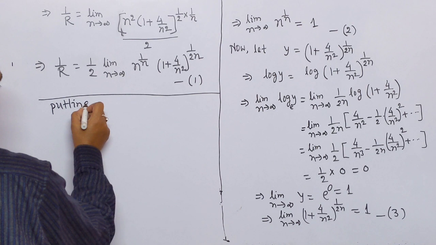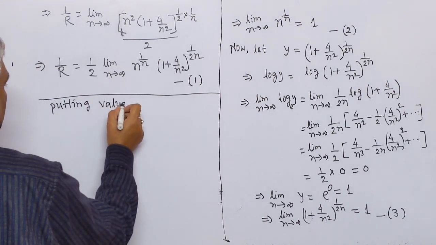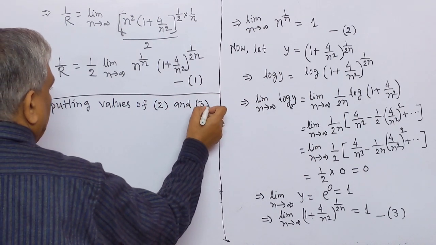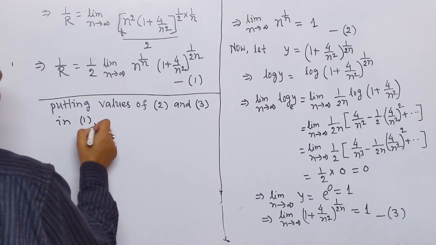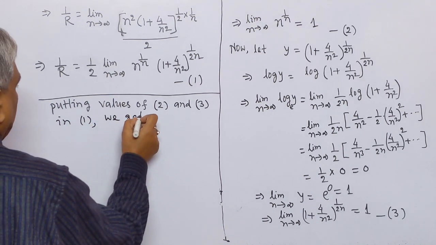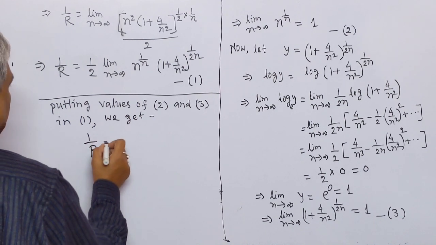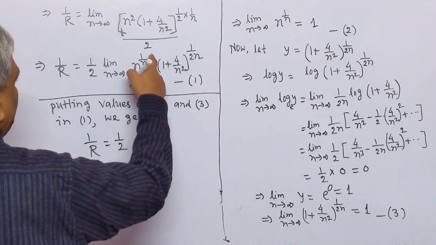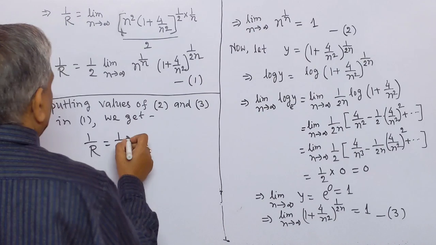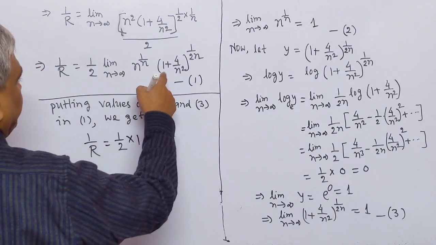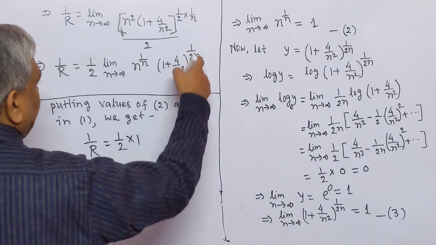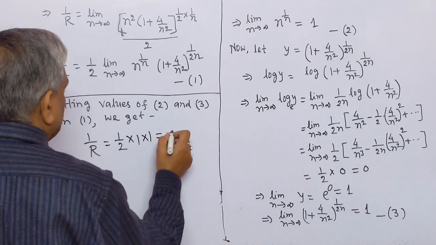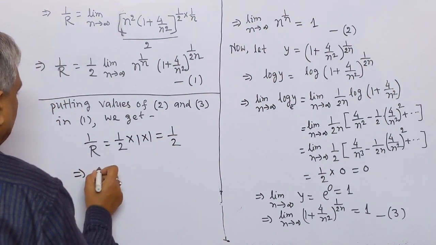Putting values of 2 and 3 in 1 we get 1 by r equal to half limit n tends to infinity n to the power 1 by n is 1, and limit n tends to infinity (1 plus 4 by n square) to the power 1 by 2n. This is also 1. This is equal to half, implies that r equal to 2.